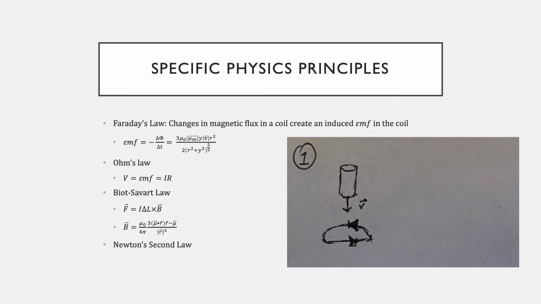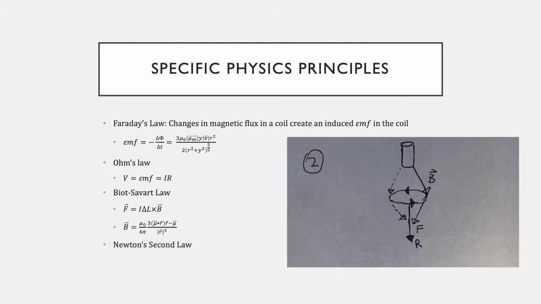So, firstly, Faraday's Law. Changes in magnetic flux in a coil create an induced EMF in said coil. Here, as you see in picture 1, the falling magnet with the velocity v gets closer and closer to the coil, thereby changing the magnetic flux through it. This magnetic flux and the EMF can be modeled using the equation shown on the screen. Using this EMF and Ohm's law, we can now calculate the current inside of the coil using V equals IR.